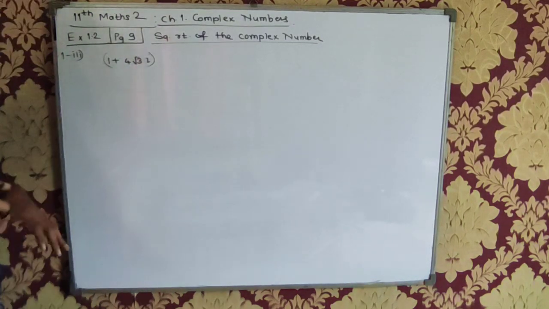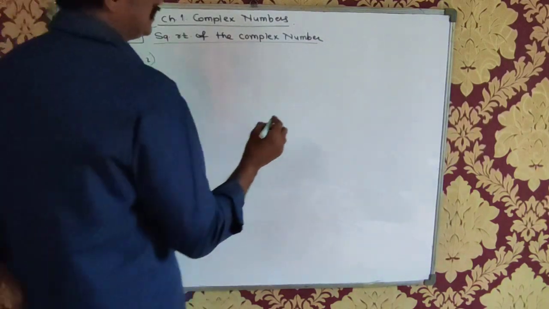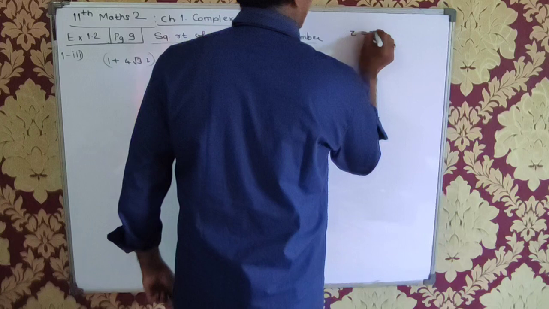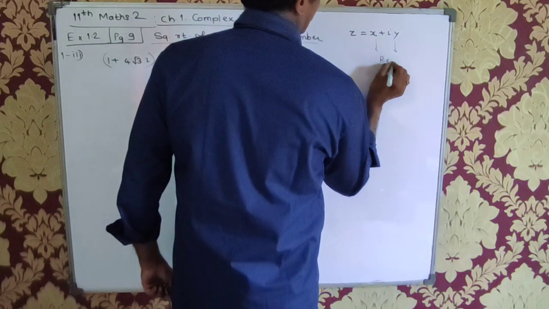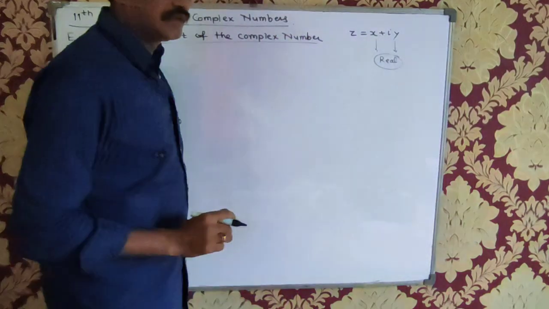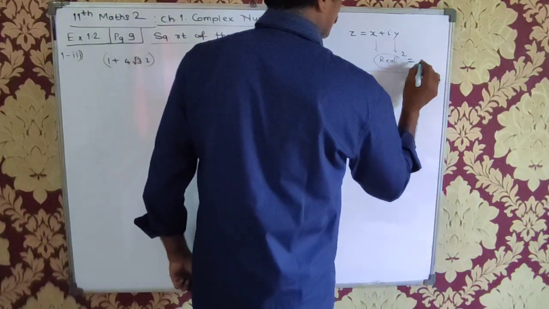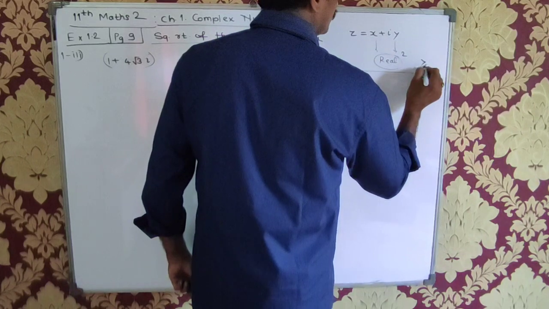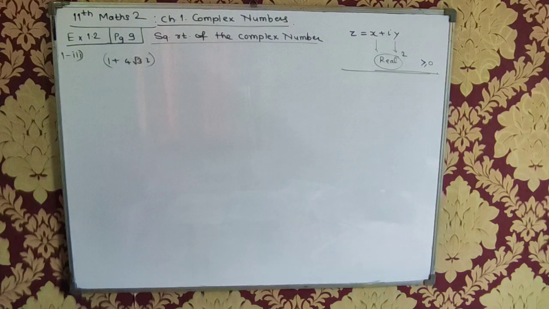The square root of a complex number is also a complex number. Any complex number is of the form z equals x plus iy, where x and y are always real numbers. And what we know is the square of a real number is always positive.